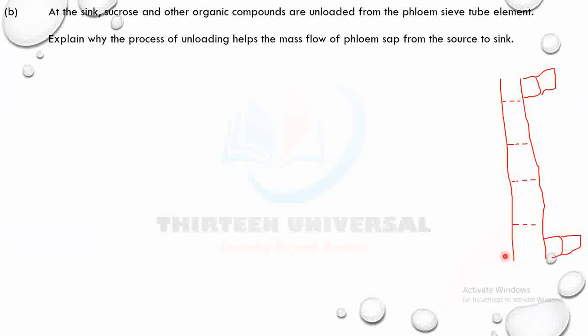So that sets up a hydrostatic pressure gradient between the sink and the source. Remember, the source already has high hydrostatic pressure and the sink has low hydrostatic pressure. So the movement of sucrose out, the unloading, allows mass flow because it creates low hydrostatic pressure. Once it moves out, water potential increases, water moves out, and that creates low volume and low hydrostatic pressure, which sets up a hydrostatic pressure gradient.